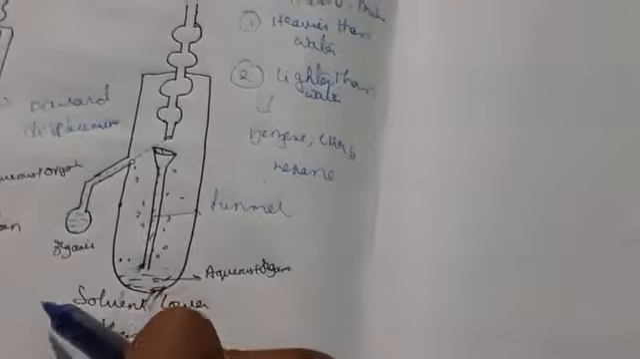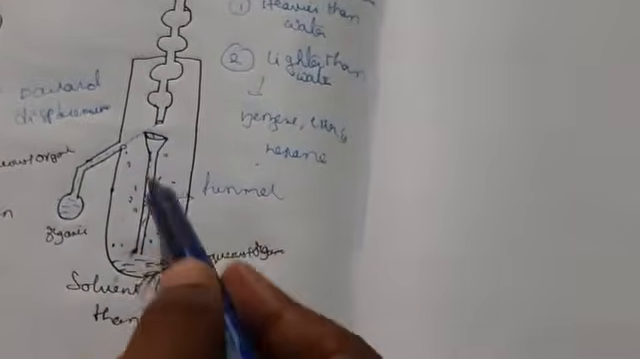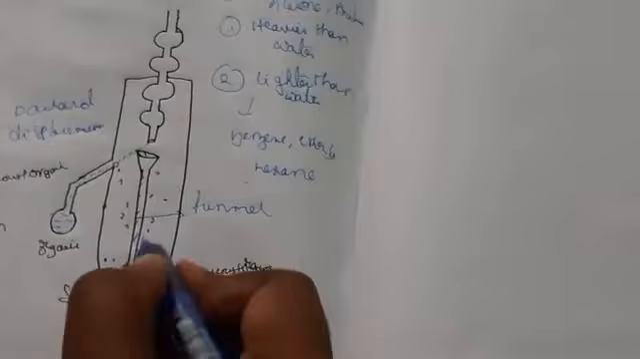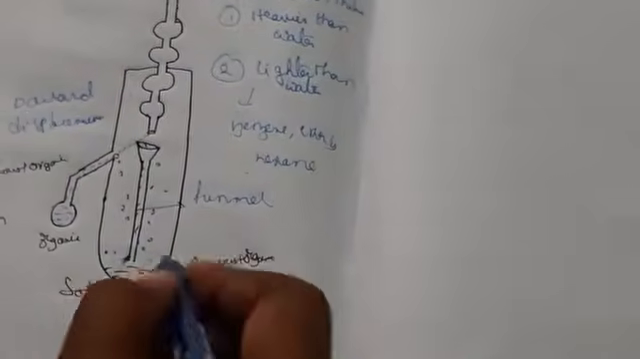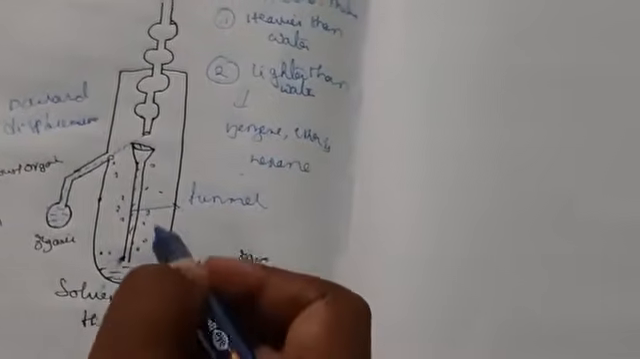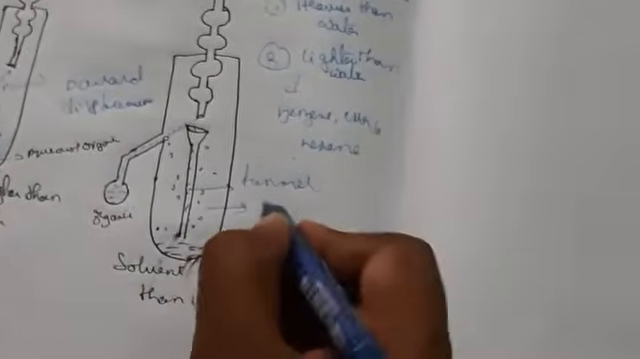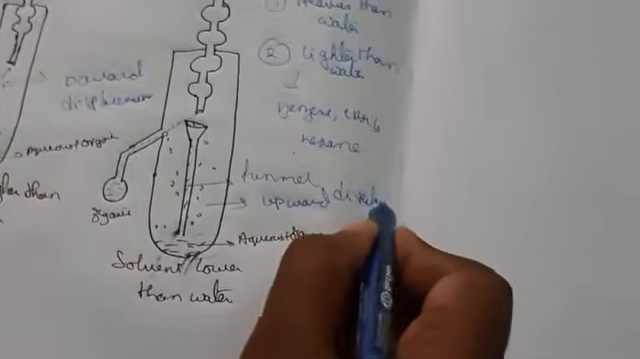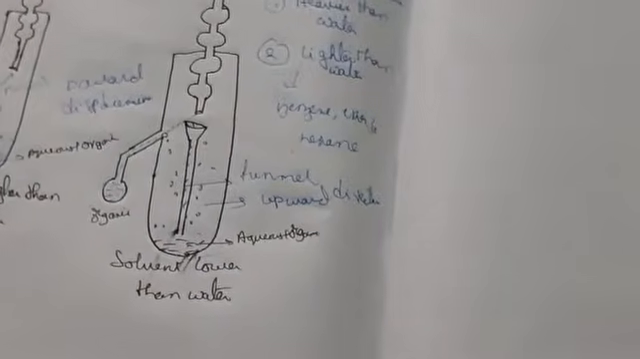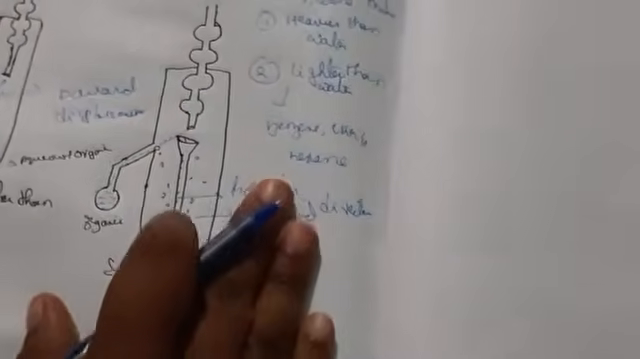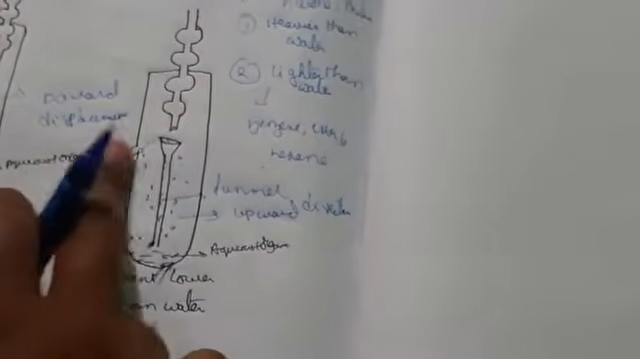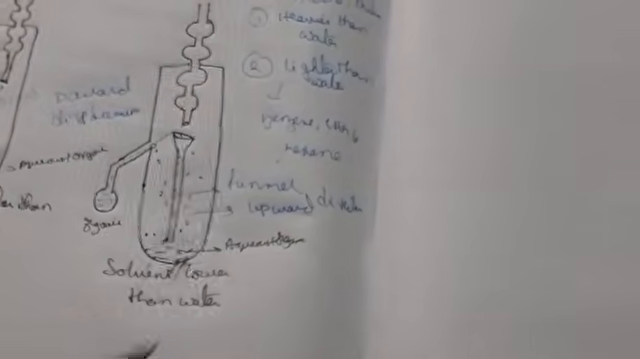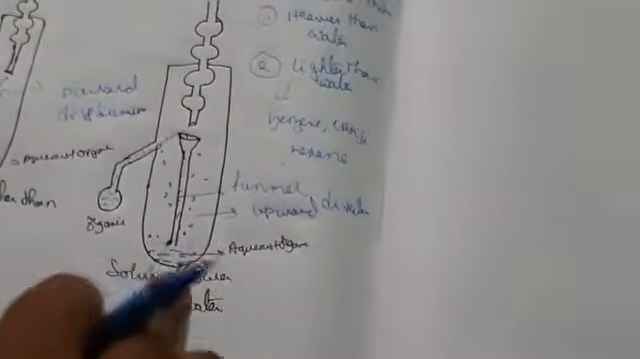When you heat this reservoir, it comes out as vapors. Whenever it passes into the solution, the vapors are ascending. So here the vapors are descending and here the vapors are ascending, moving in the upward direction. Whenever they move upward, the vapors again go into the organic compound. Like this, whenever you heat, the process continues.